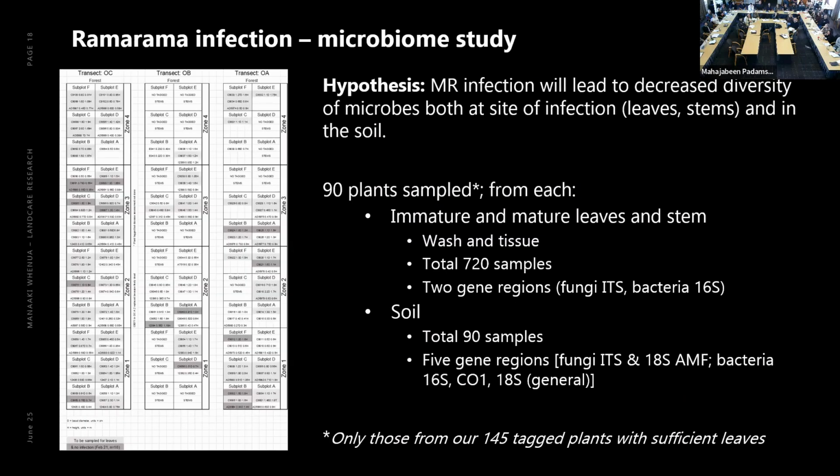And then the other is a microbiome study, of course. The hypothesis is that myrtle rust infection will lead to decreased diversity of microbes, both at the site of the infection, so on the plant tissues, and also in the soil from surrounding plants.